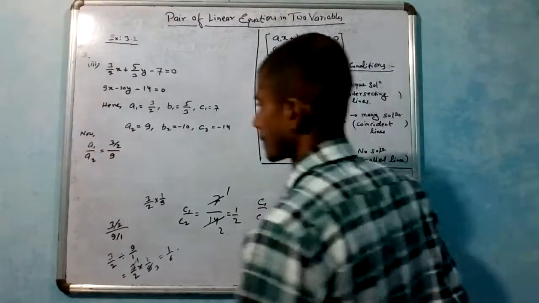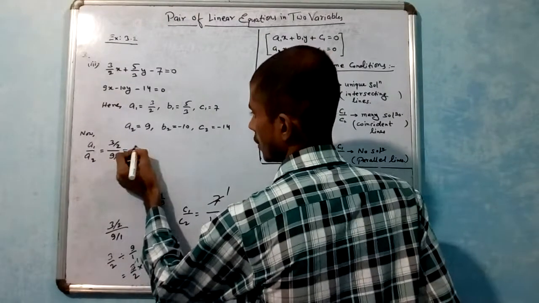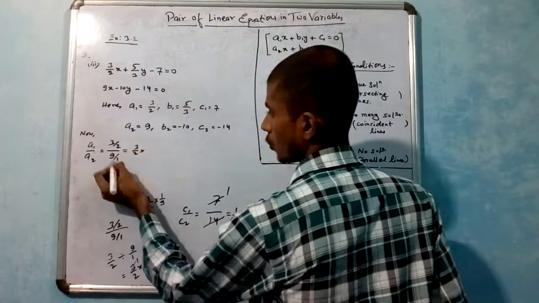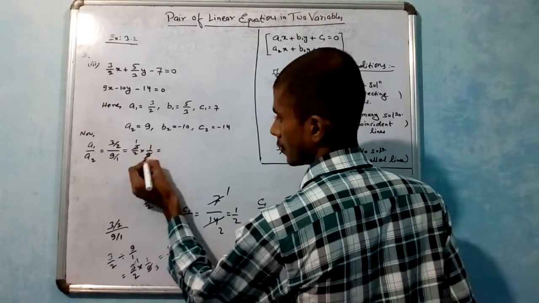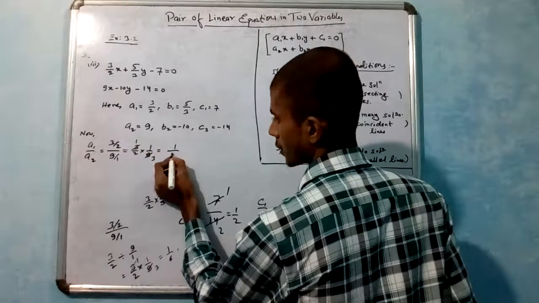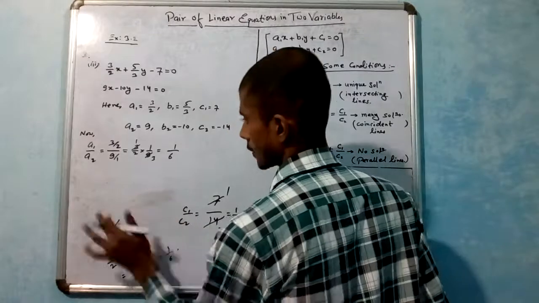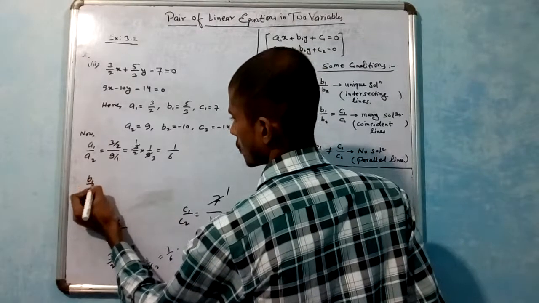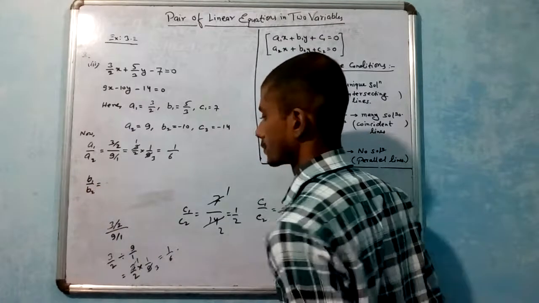Any doubt? So we can write 9 by 1, 3 by 2 into 1 by 9, and then 3 on the 3, 3 and 9, and then 1 by 6. These all calculations we can show like this, no problem. Okay? Next, B1 by B2. Come on. Say.